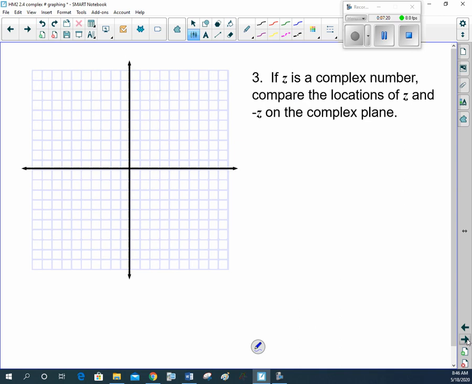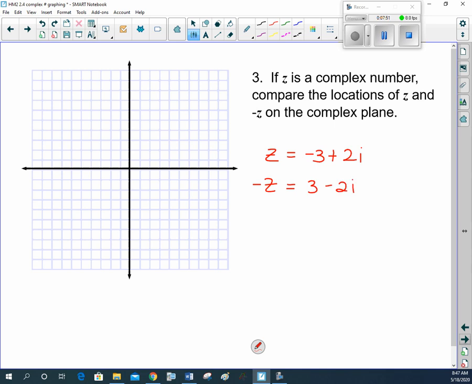Okay, so this says if Z is a complex number, compare the locations of Z and the opposite of Z in the complex plane. So let's just make up a Z and see what happens. We'll make up a couple of them. So let's say Z is negative 3 plus 2i. Now notice this notation here, this is the opposite of Z. So opposite of Z would be multiplying both parts by a negative. So this would be 3 minus 2i.